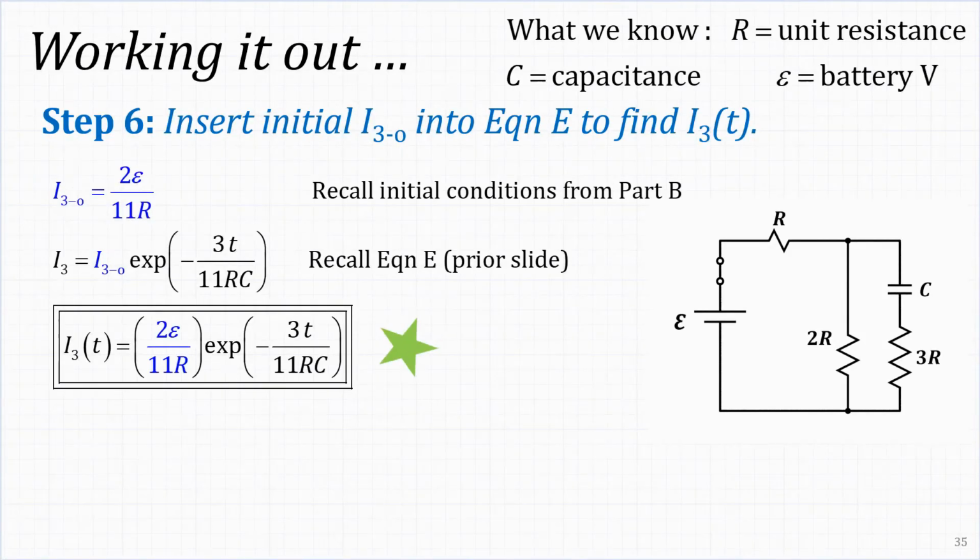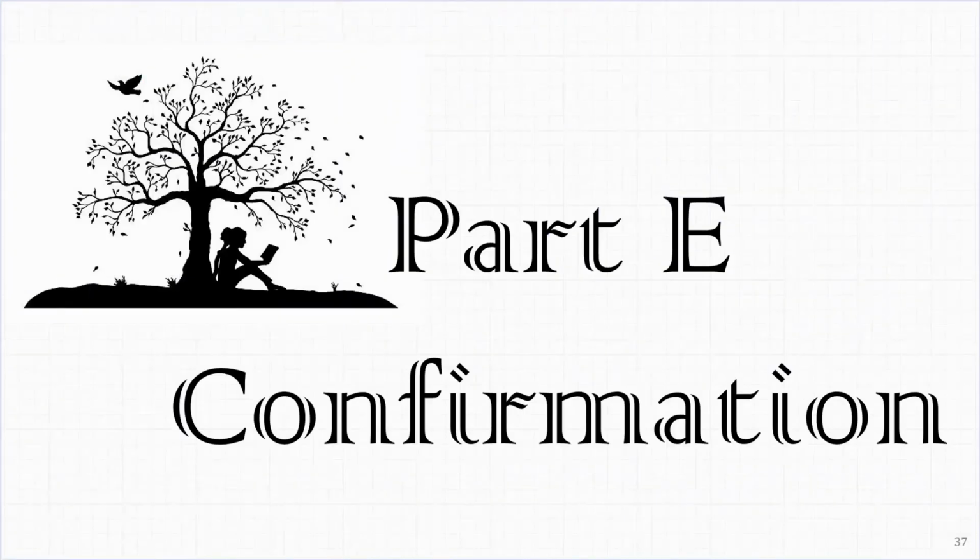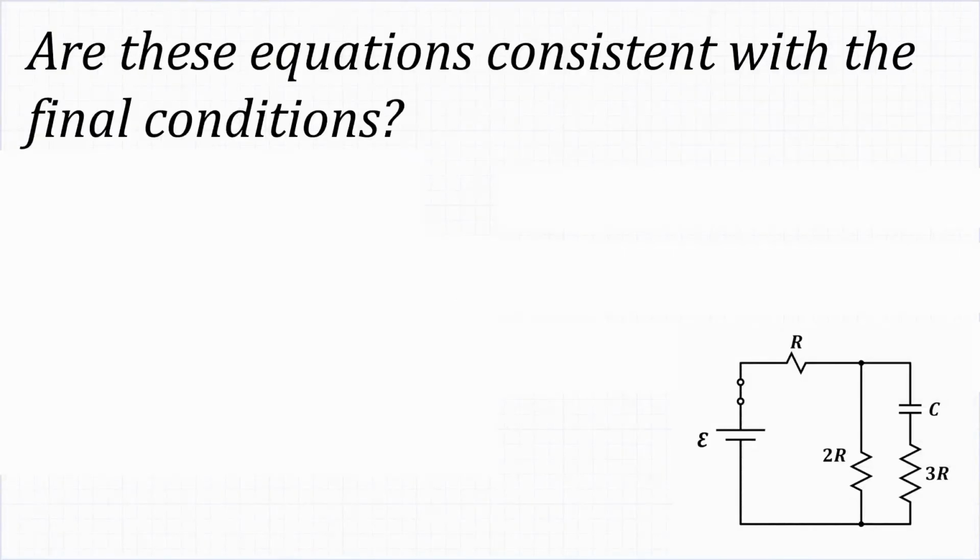I could apply a similar process and find the expressions for I2, and then of course I1 is just the sum of I2 and I3. So what's left for me to do now? Oh yeah, that. Okay, let's see if these equations are consistent with the final values discovered earlier.